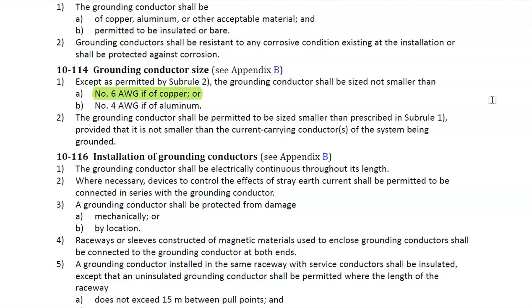It does say that I am also allowed to have a grounding conductor shall be permitted to be sized smaller than that prescribed inside of my sub-rule number 1. So what I'm talking about inside here, I'm allowed to go smaller, provided that it is not smaller than the current carrying conductors of the system being grounded. If I've got something that is going to be fed with number 10s, the smallest size service you could have, a 30 amp service, you would be allowed, but you'd have to get special permission. Most cases, you're never going to see anything smaller than this number 10 that we are going to have.